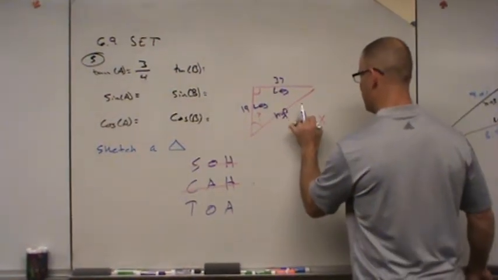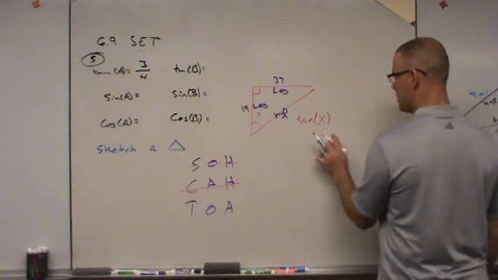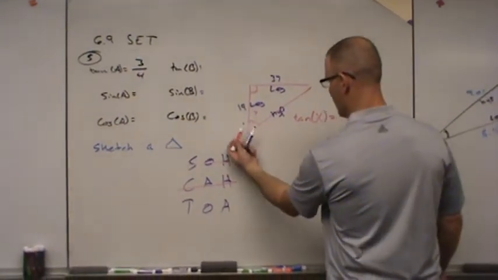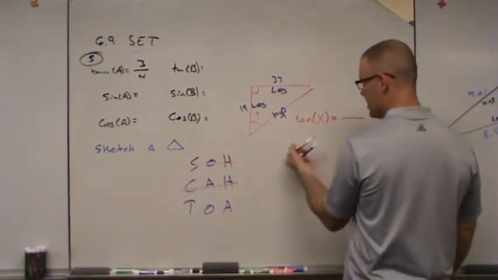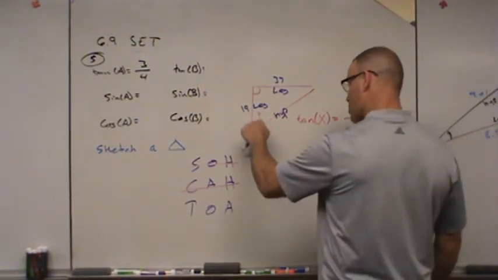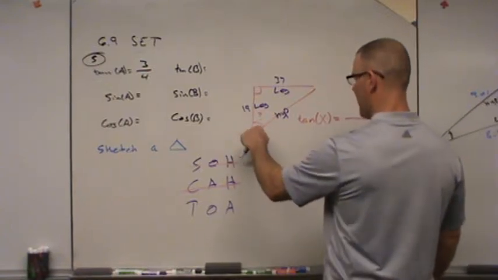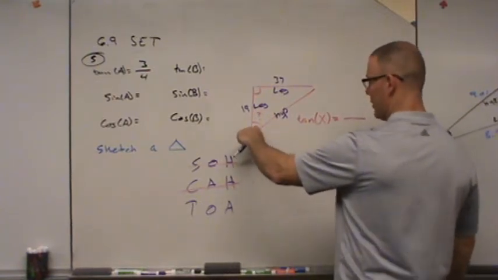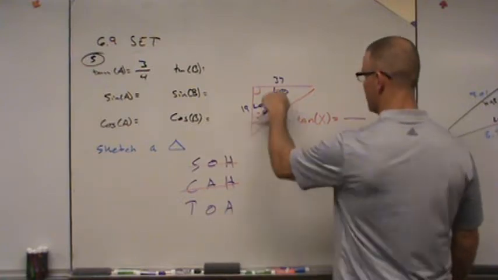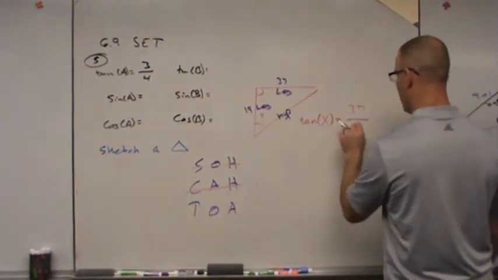So the tangent of x is equivalent to what? Again, x is not the angle. x is what I'm looking for. That's the measure of the angle. The tangent of this angle here is equal to opposite over adjacent. 37 over 19.